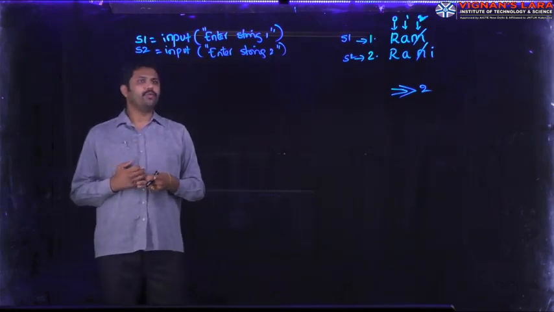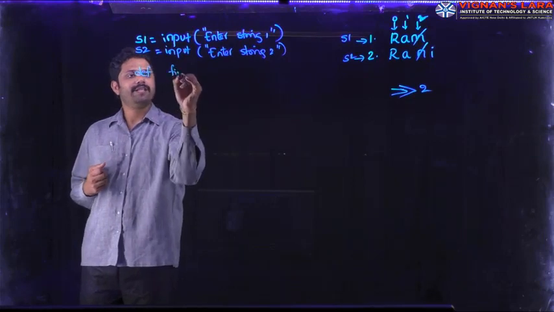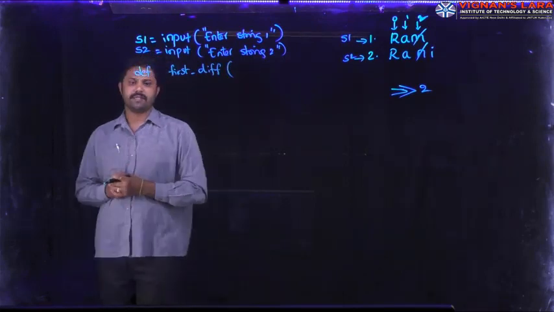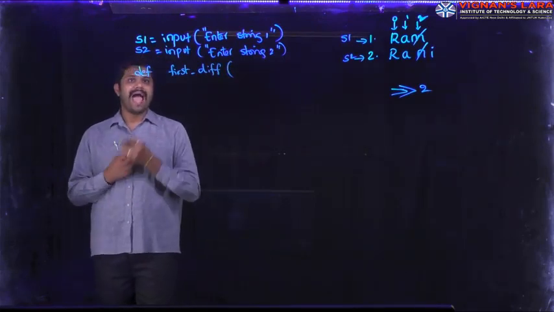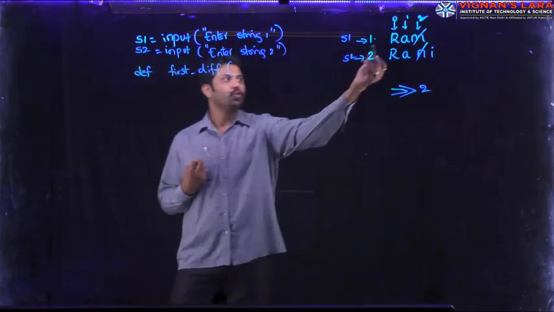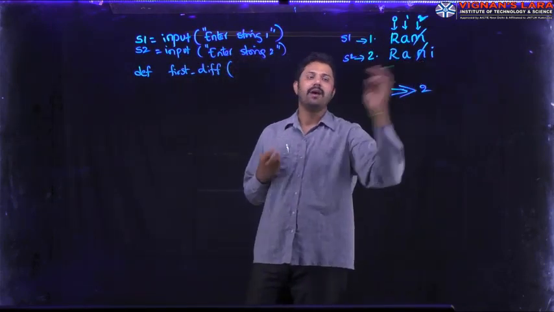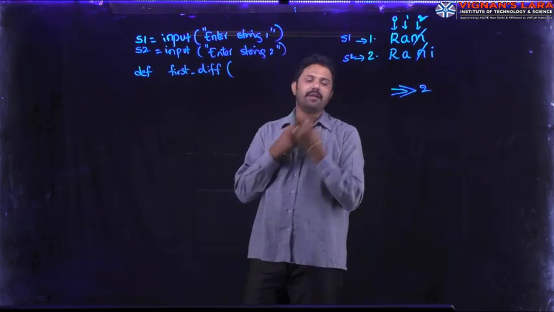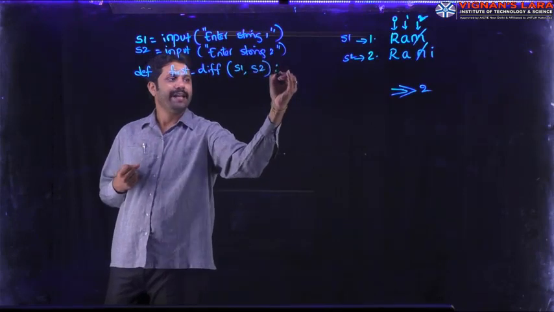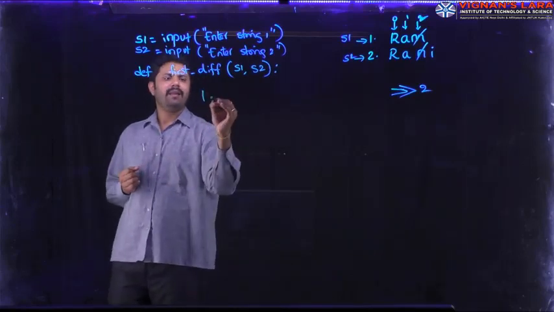Now I am going to define a function, def first_difference. My function name is first_difference. For this function I have two inputs, string 1 and string 2. These two are the inputs to my function. For these inputs I find at which index the first difference appeared. Now S1 and S2 are the inputs. Next, I am taking a variable L.